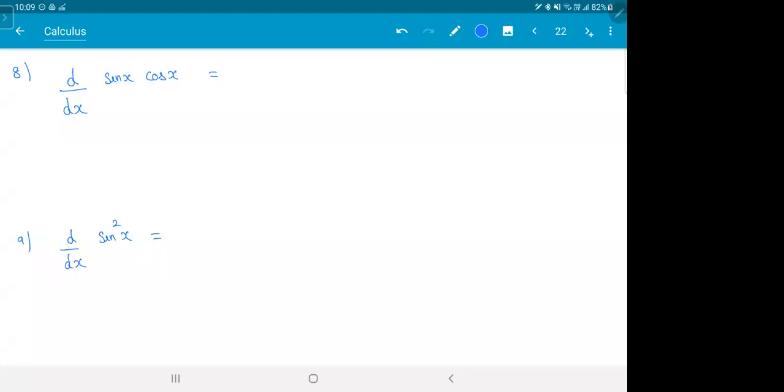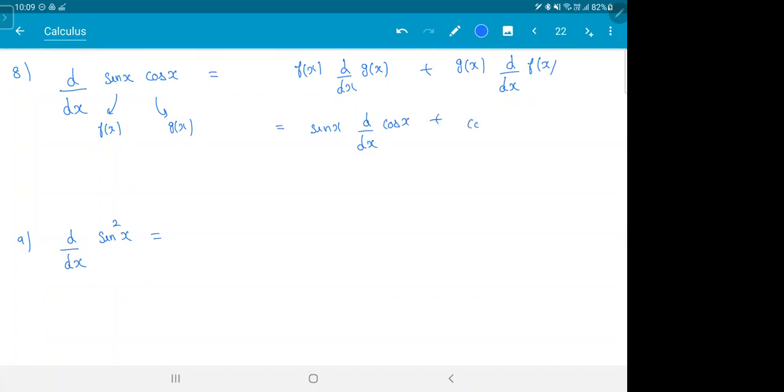What is the first one answer? This is f of x. This is g of x. Remember the formula? When you differentiate g of x, keep f of x outside. When you differentiate f of x, keep g of x outside. So basically differentiate any one of them. This was the formula. So just substitute there. F of x is sin x. G of x is cos x.